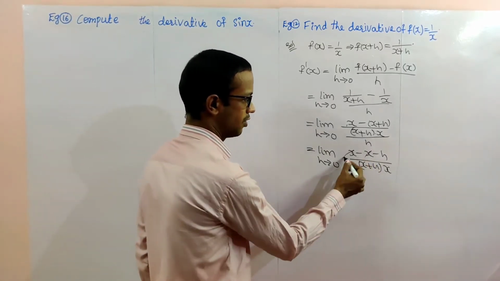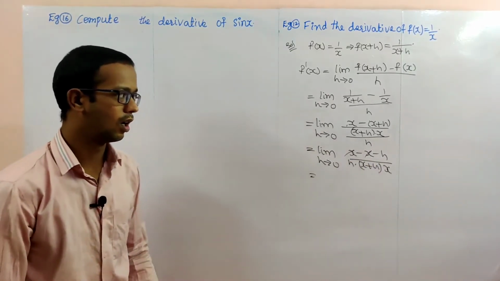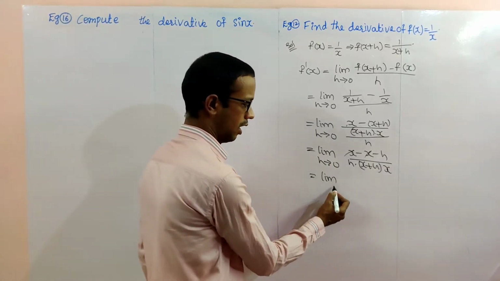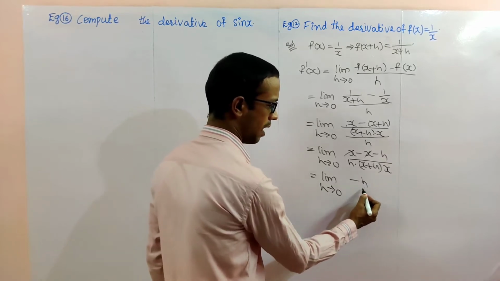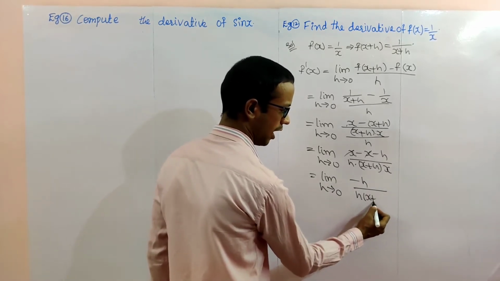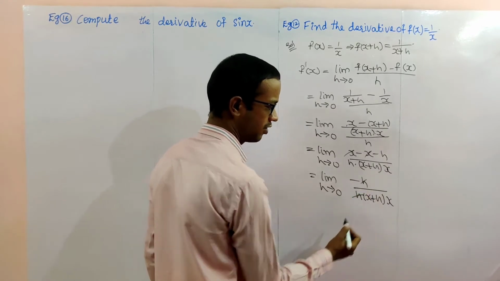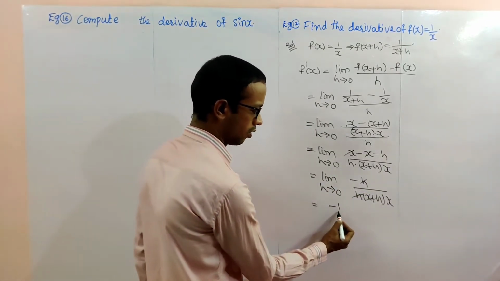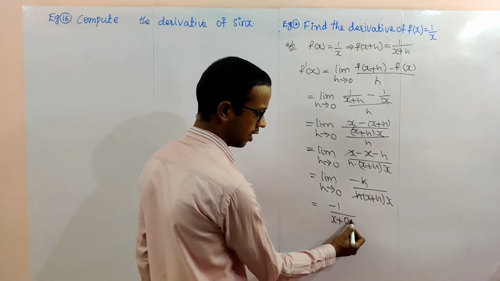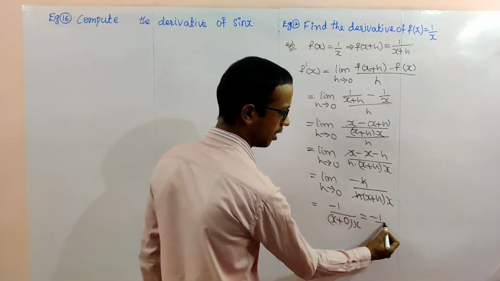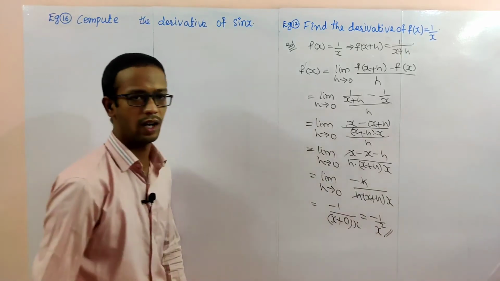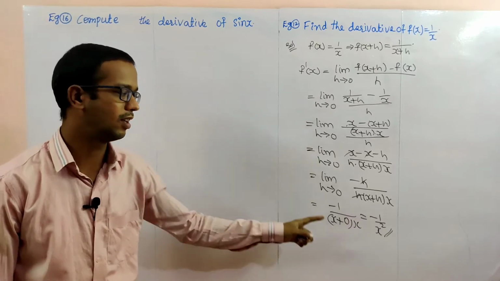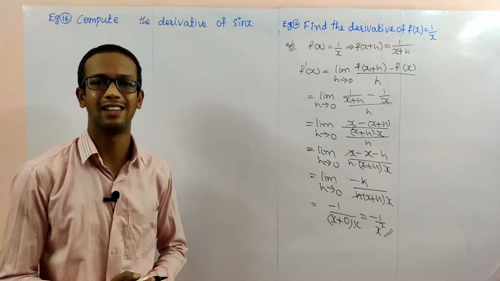So next, cancellation and substitution. Total simplification we have to make: limit h tends to 0, minus h by h into x plus h into x, h cancels, and you will get minus 1 by x plus h into x. So substitute h equal to 0: minus 1 by x plus 0 into x, that is nothing but minus 1 by x square. So the derivative of 1 by x is minus 1 by x square.